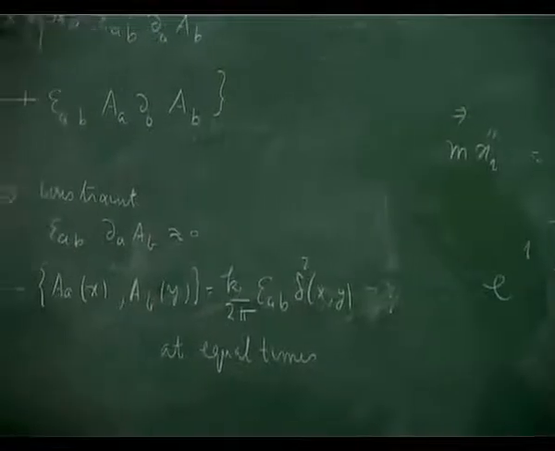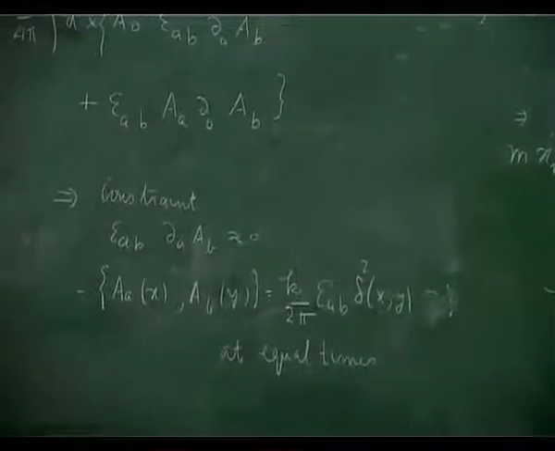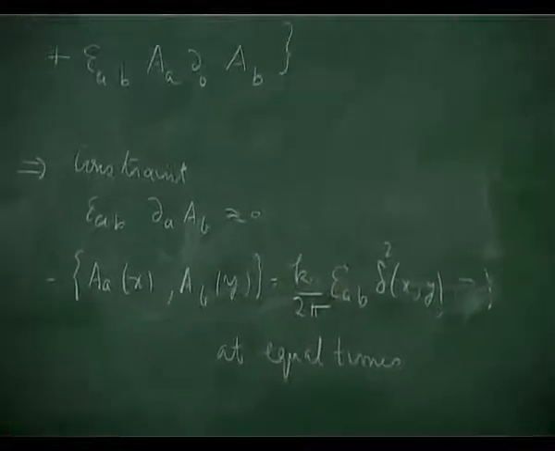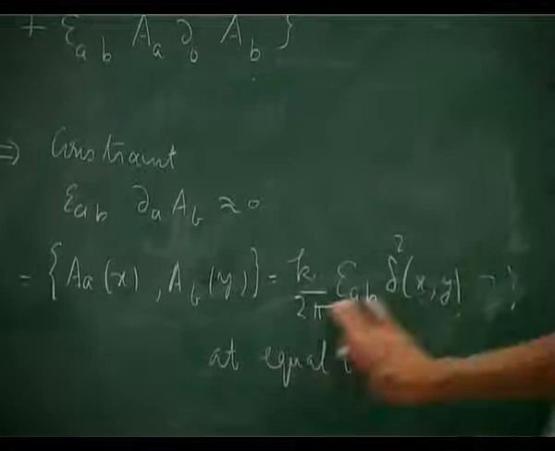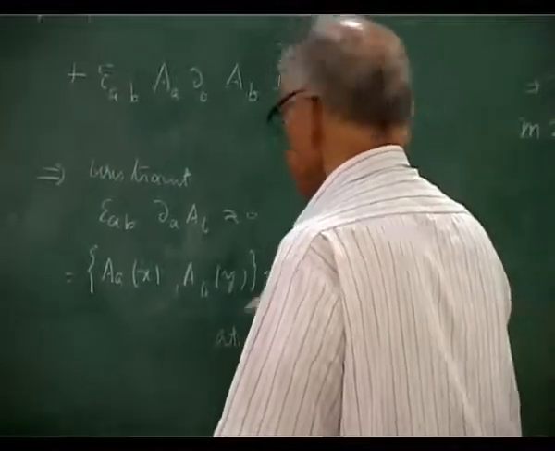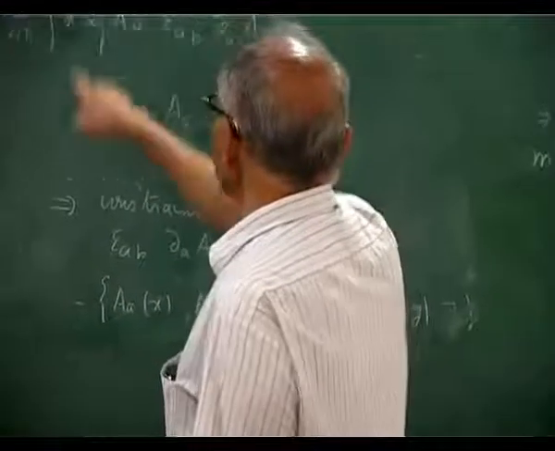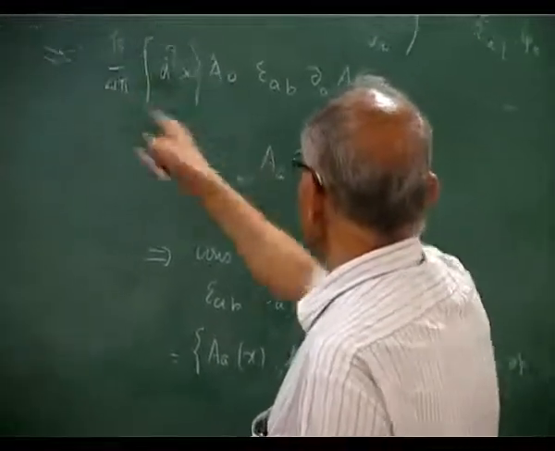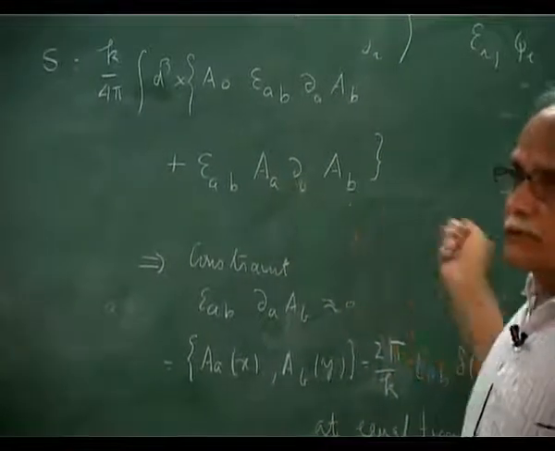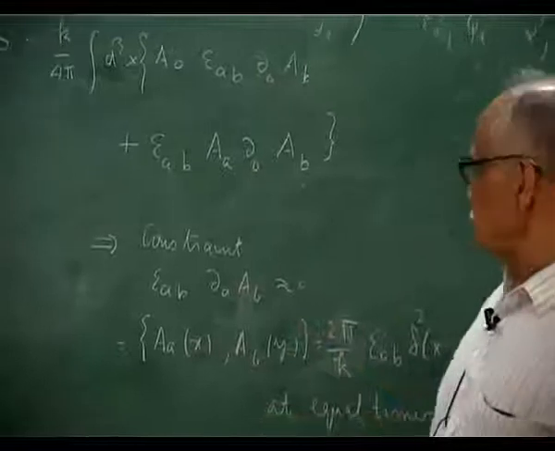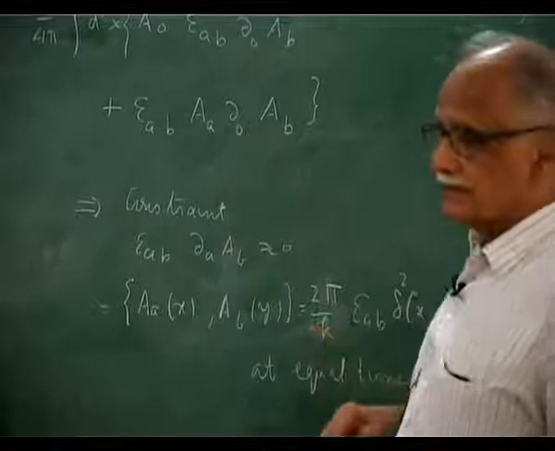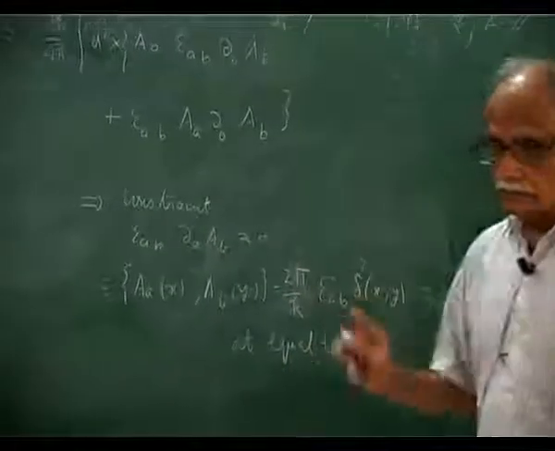I just want to get the factors right. There should be 2 pi over k. It has to be inverted because I must absorb this factor in one of the A's. Because this is p dq minus q dp, there is a factor of 2. So I have fixed all that, and this is a commutation relation at equal times.